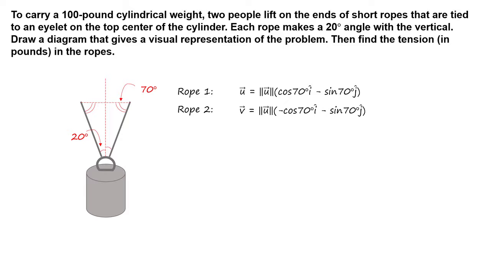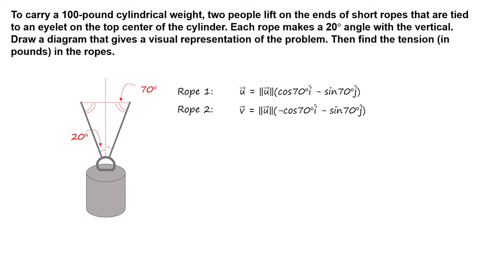The rope on the left side is rope 2. Let's represent this rope with the vector v. The magnitude of the tension in each rope is the same, so you can use the magnitude of vector u in equation 2. The x component of the rope on the left side is negative cosine of 70 degrees, and the y component is negative sine of 70 degrees. So vector v is equal to the magnitude of vector u times the quantity negative cosine of 70 degrees i hat minus sine of 70 degrees j hat.